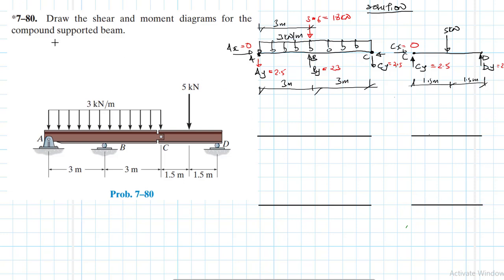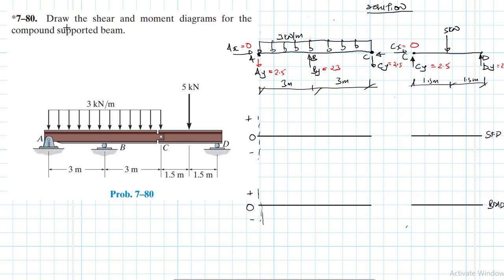Okay, there we go. So this is the shear force diagram and this is the bending moment diagram. This is 0, positive up, negative down. This is positive up, negative down. Right, so what we are going to do now is start doing the plots.